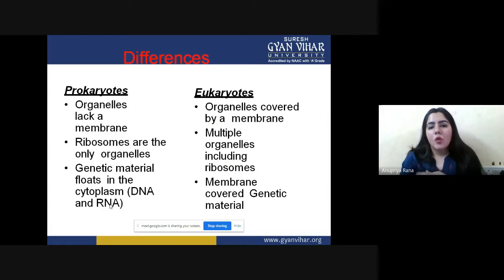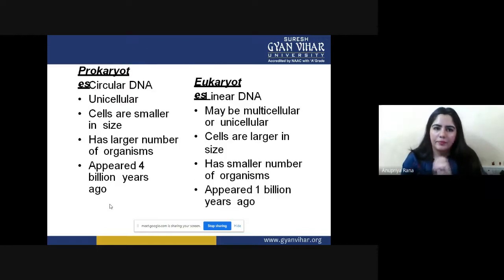But in the case of eukaryotes, the genetic material is membrane covered. So they have a well-covered nucleus inside their cell, which covers the whole genetic material inside the cell. Also, in the case of the prokaryote cell, there is a circular DNA, but in the case of the eukaryote cell, there is a linear DNA.